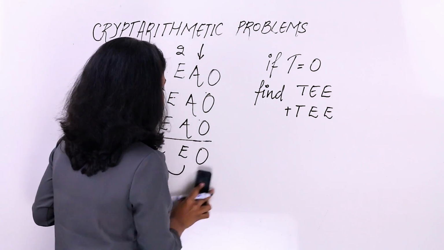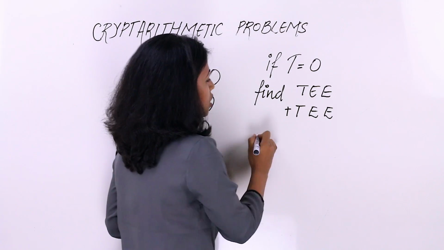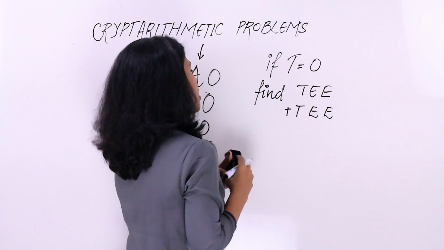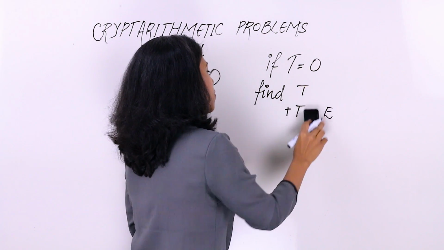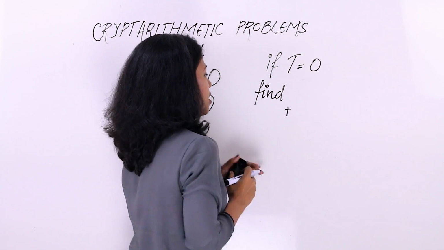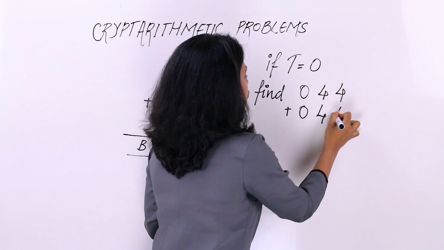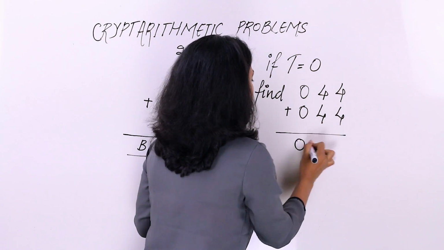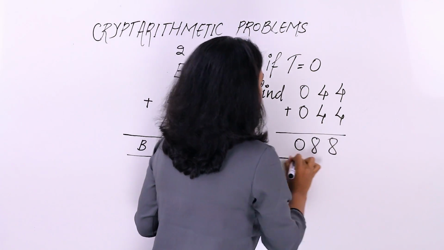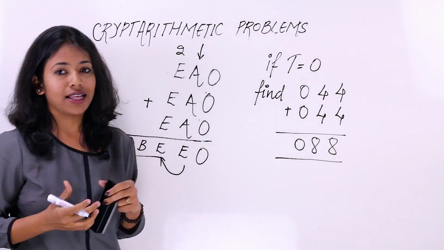Now we have to find out what will be the value of these. So substituting E with 4 and T with 0, we will have 0, 4, 4 plus 0, 4, 4 and the sum will be 0, 8, 8. So this is the final answer.